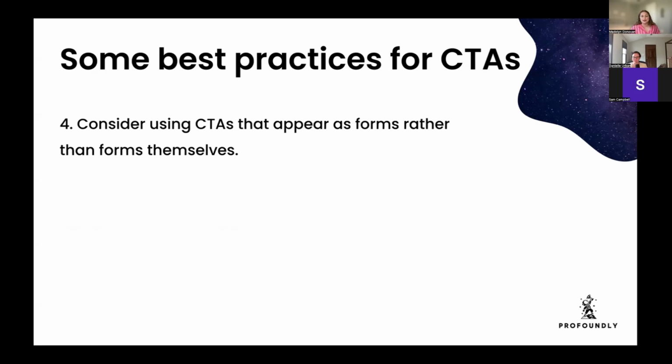Number four, consider using CTAs that appear as forms rather than the forms themselves. This is kind of a judgment call situation. So you might already have a bunch of forms that you do not want to get rid of the analytics for, or further dilute the analytics by changing things. So I wouldn't do it then. But if it's something like a super simple form, like maybe a newsletter sign up, that you could have a button, you could have a form, you could have a form and a button, consider using a CTA, and then you can trigger all sorts of fun stuff by it. You can include it in emails, just play around with it.